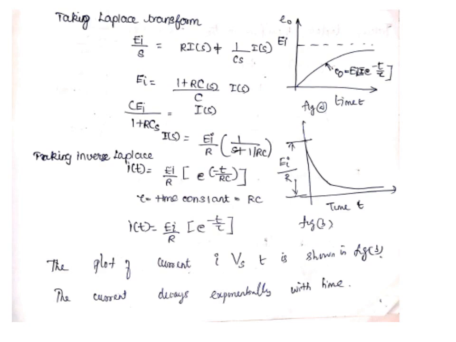The plot of current I versus t is shown in figure B. The current decays exponentially with time. Then the voltage across the capacitor, E naught, is also shown here, which is increasing exponentially. That is shown in figure A. We are going to consider the voltage across the capacitor, that is E naught of t, which is equal to 1 by C integral of I dt.